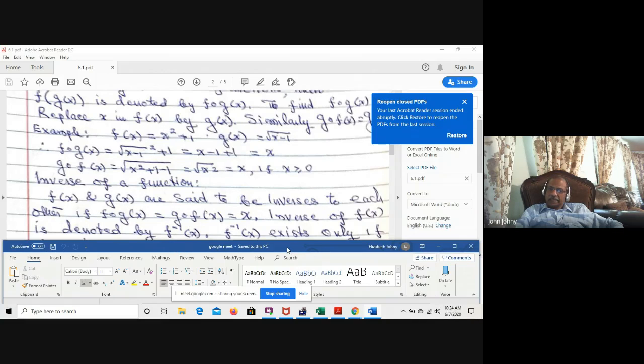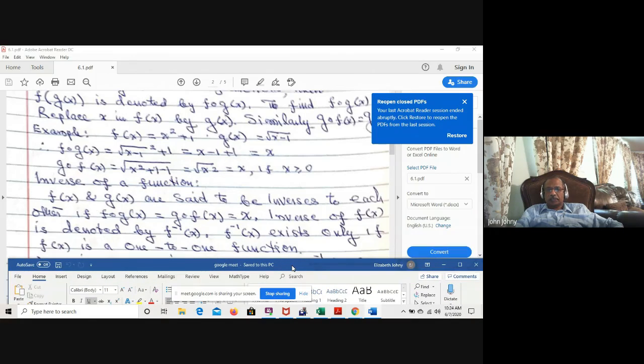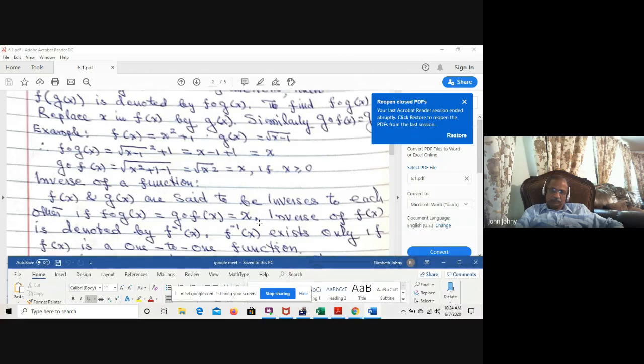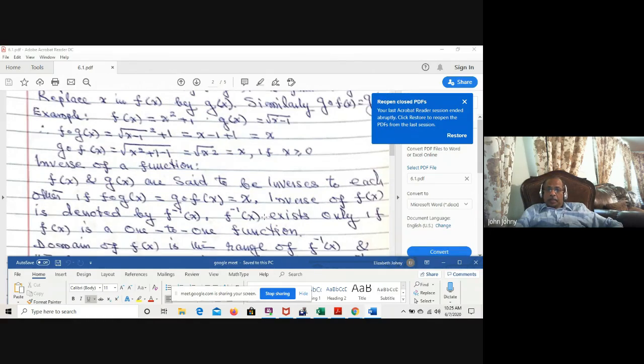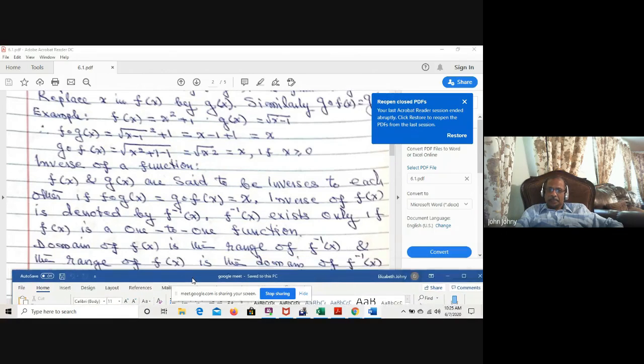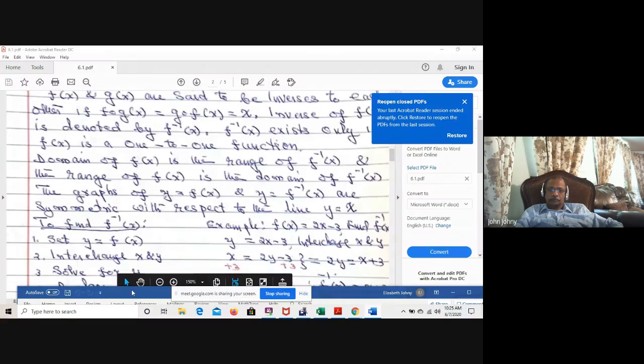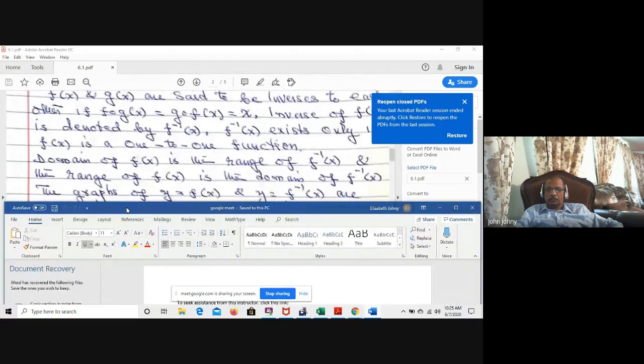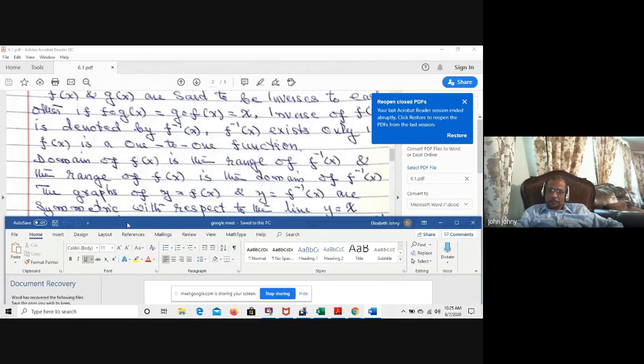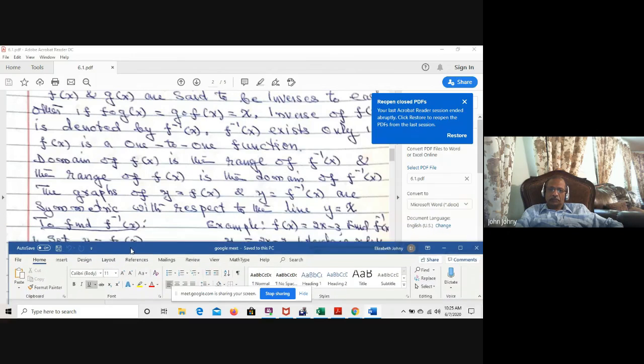f inverse x exists only if the function f(x) is a one-to-one function. That is an essential requirement. If f(x) is not one-to-one, the inverse does not exist. The domain of f(x) is the same as the range of f inverse x, and the range of f(x) is the same as the domain of f inverse x. The graphs of the two functions y equals f(x) and y equals f inverse x are symmetric with respect to the line y equals x.